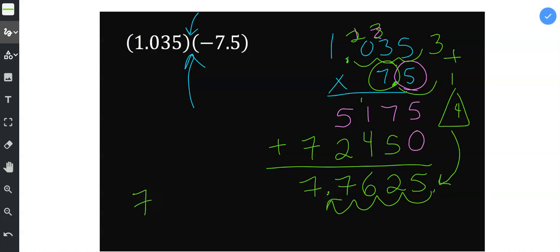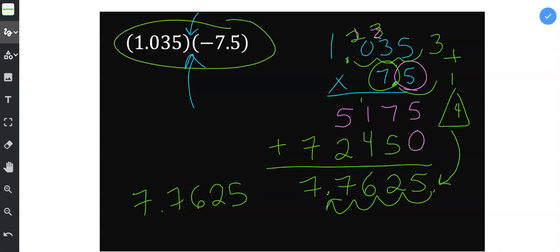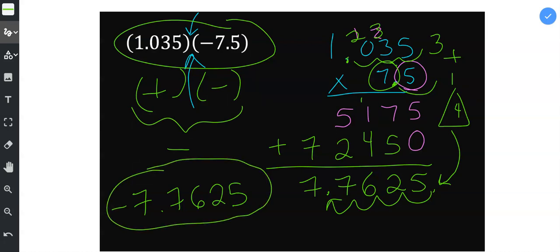So my final answer is 7.7625, and I also need to think about, is this a negative or a positive? Well, a positive multiplied by a negative yields a negative result. So the answer is negative 7.7625.